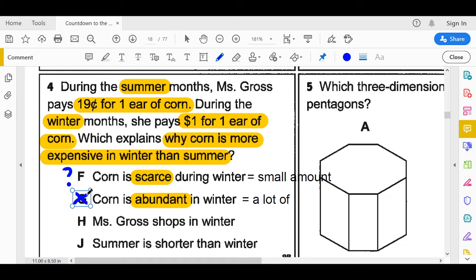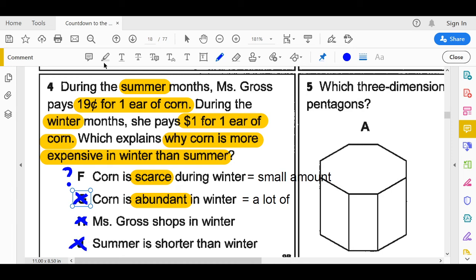Letter H, Miss Gross shops in winter. Well, that's not really true because she actually shops both in summer and winter, so let's eliminate that option. And letter J, summer is shorter than winter. That's not true either. Remember that each of our 4 seasons lasts for 3 months. So 4 seasons we have, each of them is 3 months. They have the same duration of time. That's how we made the 12 months of our year. So I'm going to cross that out.